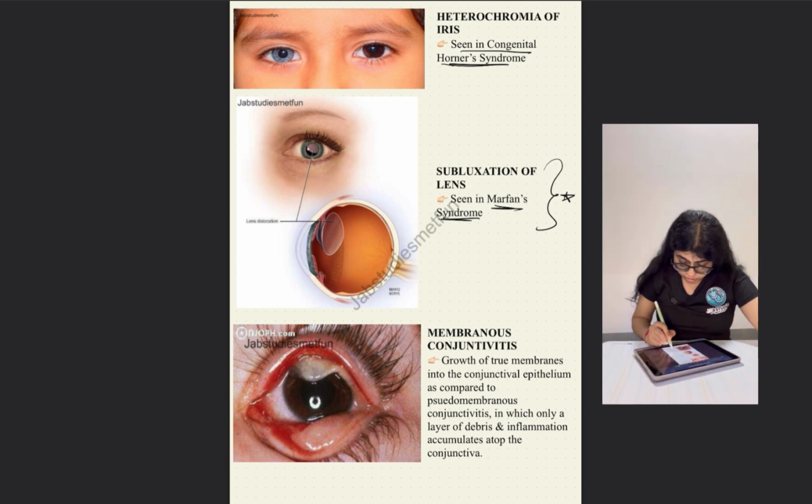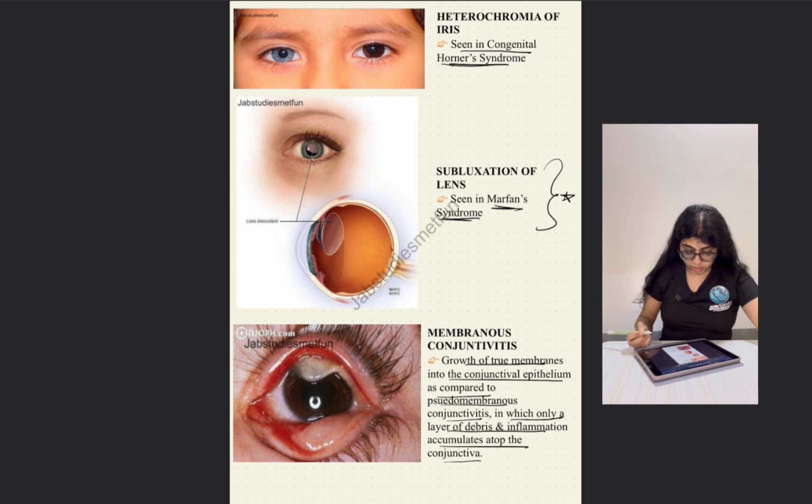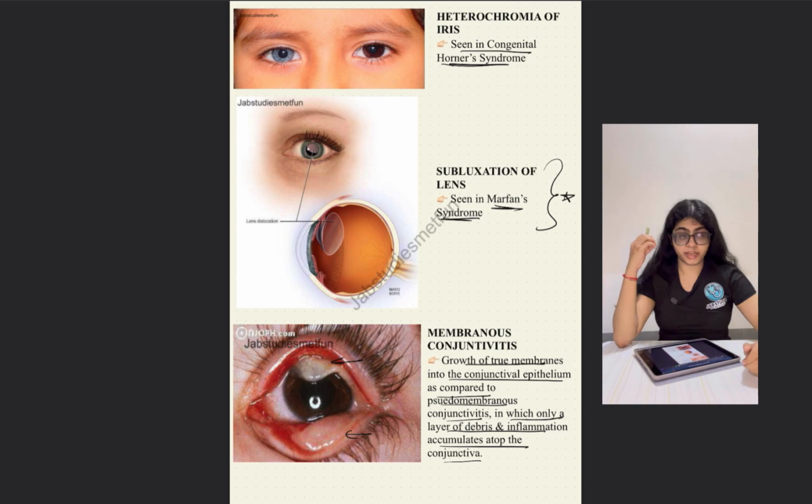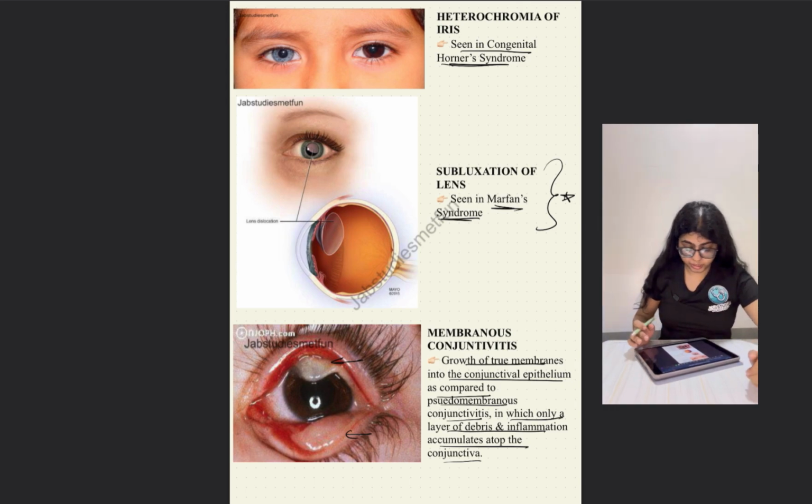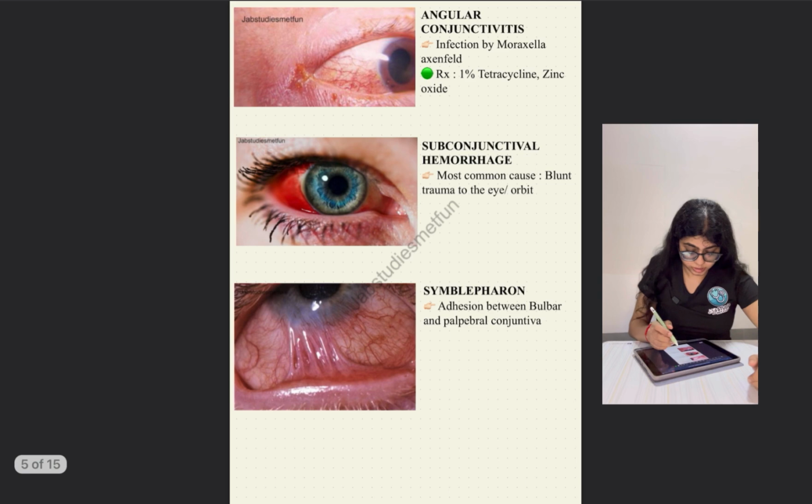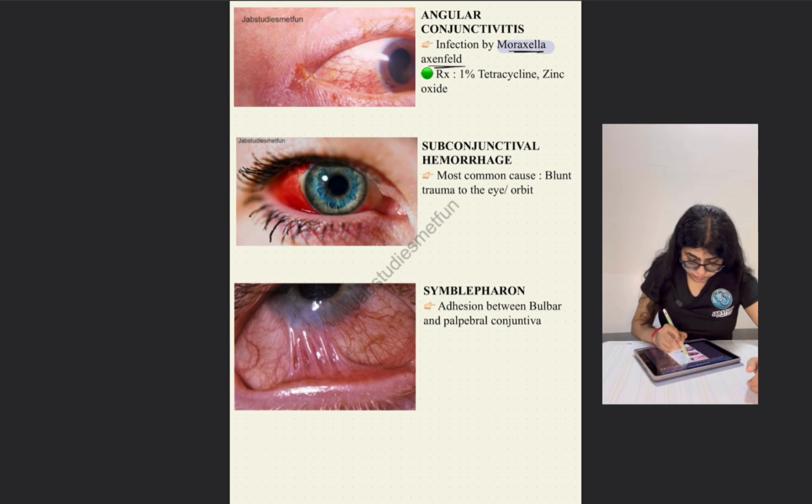Membranous conjunctivitis. It is growth of true membranes into the conjunctival epithelium, as compared to pseudomembranous conjunctivitis, in which only a layer of debris and inflammation accumulates atop the conjunctiva. You can see that the membranes of the eye have been growing into the conjunctival epithelium, and that is what causes irritation. That is membranous conjunctivitis. Angular conjunctivitis. It is infection by Moraxella axenfeld. Important. And the treatment is 1% tetracycline and zinc oxide.